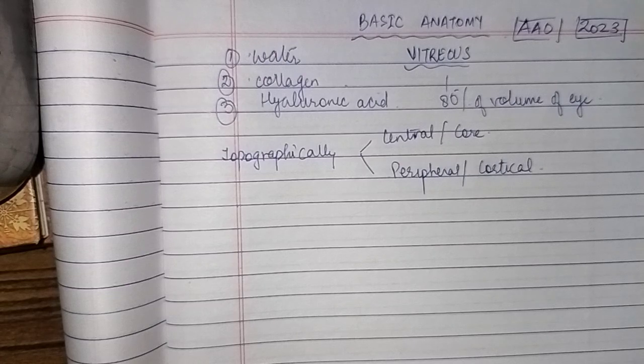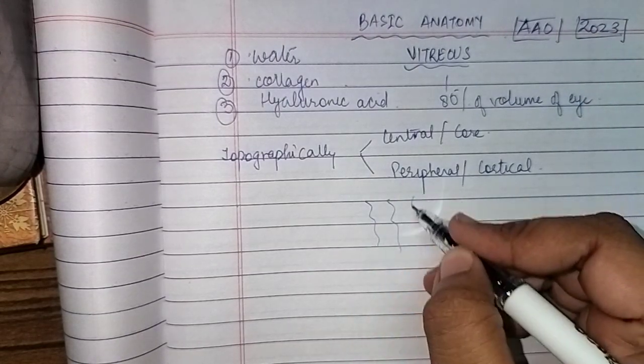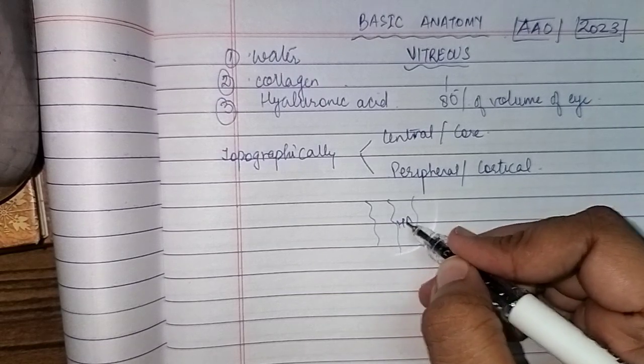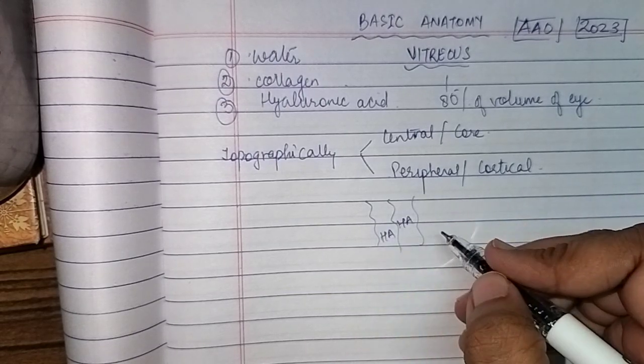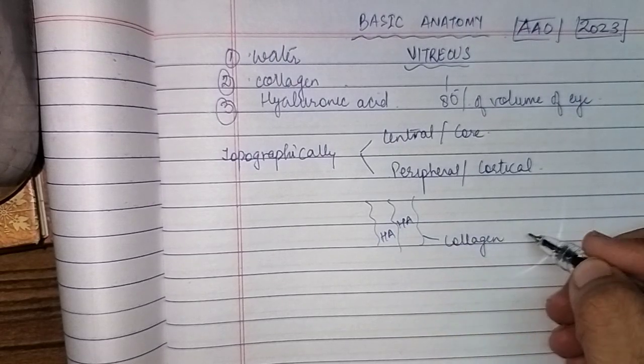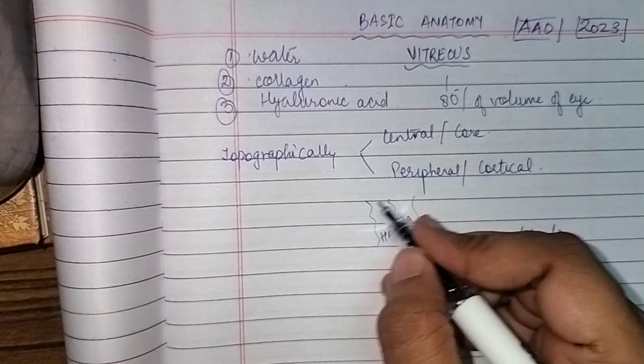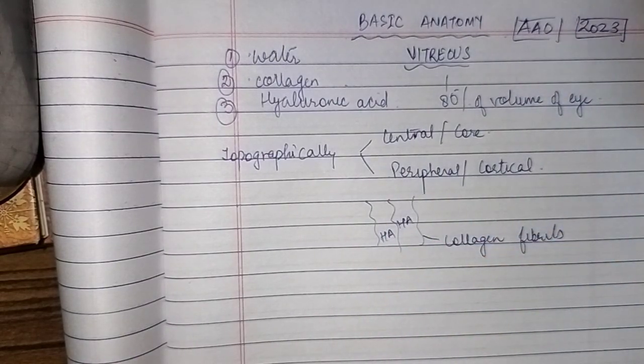Okay, if we see ultrastructurally, meaning in very great detail, the vitreous is made up of collagen fibrils which are separated by the hyaluronic acid molecules. So these are the collagen fibrils separated by the hyaluronic acid molecules.